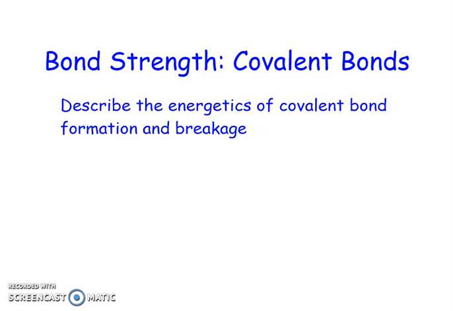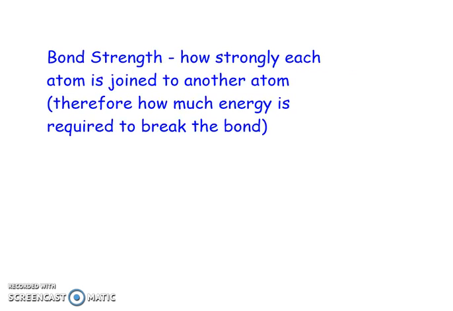In this section, we're going to be looking at bond strength, and we're going to be focusing on covalent bonds right now. Bond strength describes the energetics of covalent bond formation and breakage. The bond strength is how strongly each atom is joined to another atom. So, how much energy is required to break the bond, or how much energy is released when the bond is formed.